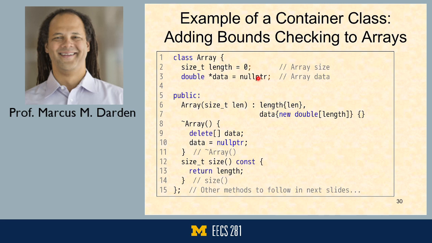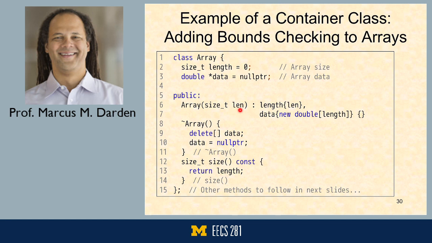This is going to set my length to 0 and my data equal to null pointer for every one of these that I create right away. So in this case, I don't necessarily need to write a default constructor. This works as the default constructor. I do, however, have a constructor. In line 6 there, you see I've got a custom constructor that takes a length.